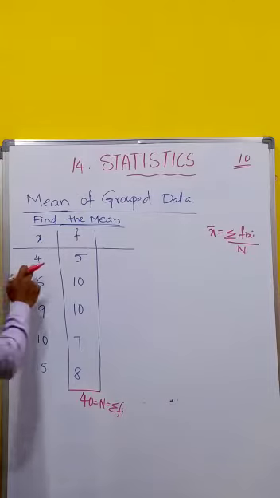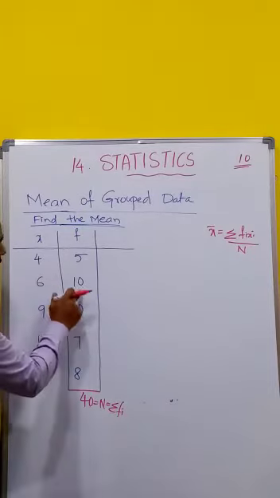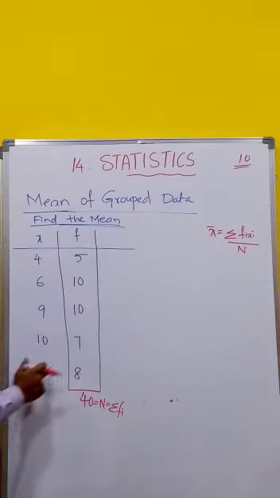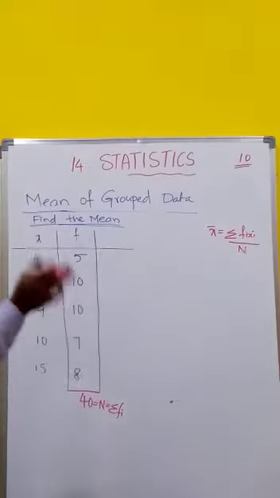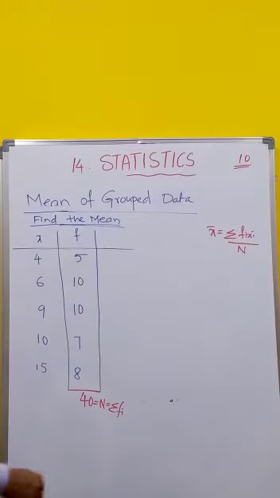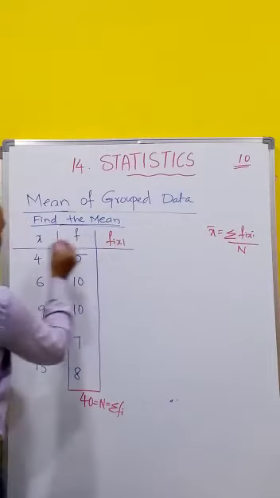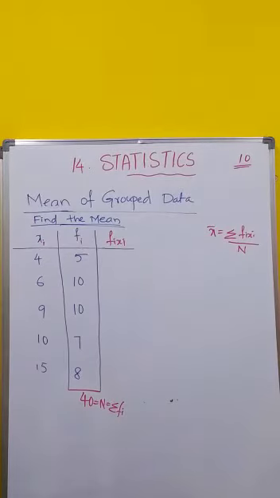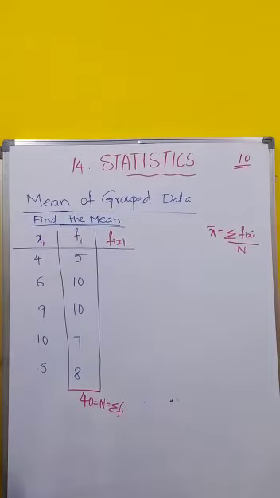Here 4 is occurring 5 times, 6 is occurring 10 times, 9 is occurring 10 times, 10 is occurring 7 times, 15 is occurring 8 times. What we have to find first of all? Sigma fi xi, later we will find. First we have to find the fi xi value. What does that mean? Multiplication. Just we are multiplying.